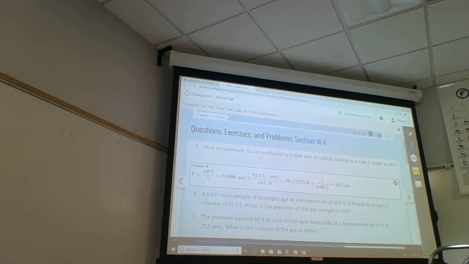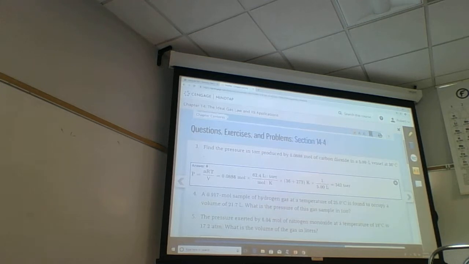0.0888 moles, and then I would have used the R value I have memorized, 0.08206 liters times atmosphere per mole times Kelvin. And then the temperature has to be changed. 36 plus 273 is 309 Kelvin. Divided by the V, which is 5.00 liters. And so the liters cancel, the moles cancel, the Kelvin cancels. That gives us the pressure in atmospheres.